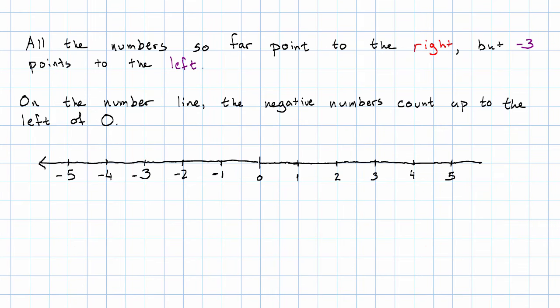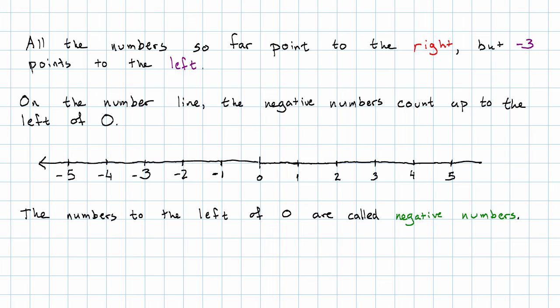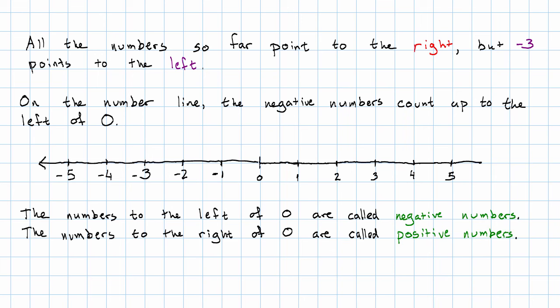Let's introduce a little vocabulary here. The numbers to the left of 0, we've already said, are called negative numbers. But now that we have a name for the numbers to the left of 0, we need a special name for the numbers that are to the right of 0, that is, for the numbers that we already had. The numbers that are to the right of 0 are called positive numbers. What about 0 itself? 0, it turns out, doesn't fall into either category. 0 is neither positive nor negative.